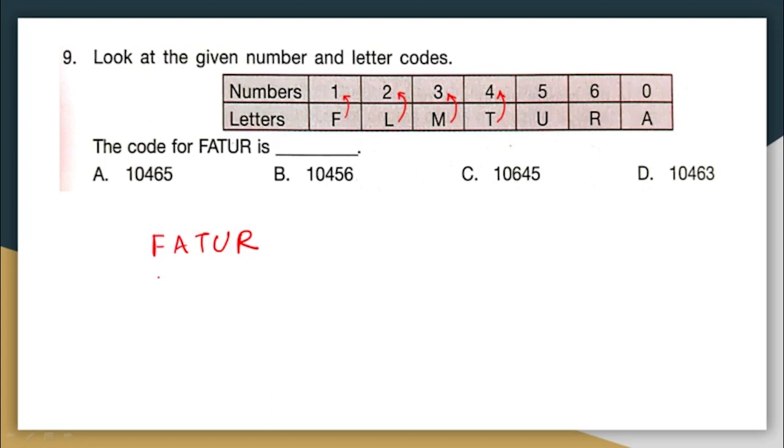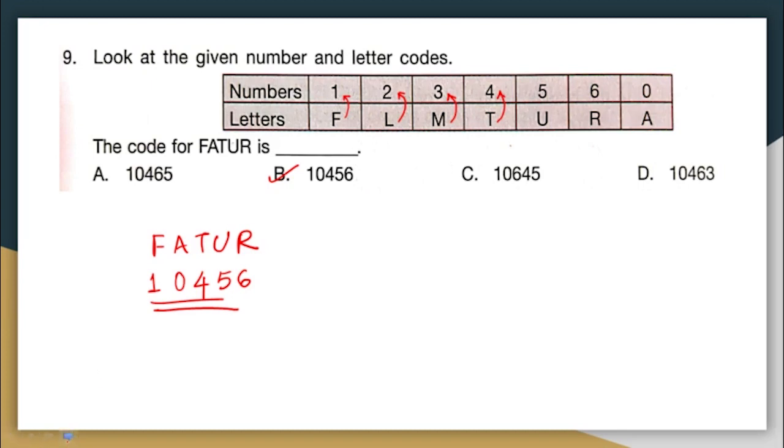So what does F stand for? F stands for 1. A stands for, where is A? A is here, correct? A stands for 0. T, where is T? T is here. T stands for 4. U stands for 5 and R stands for 6. So what is the code that we are looking for? 10456, which is option B.